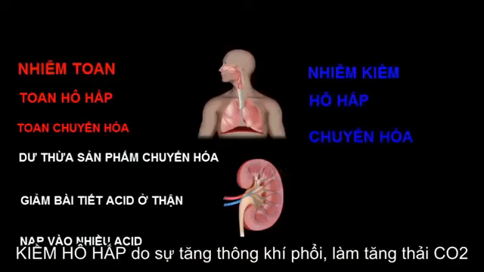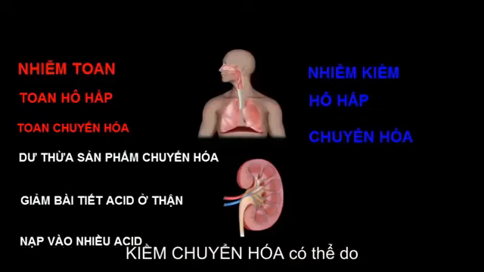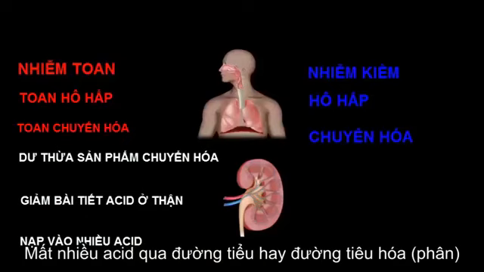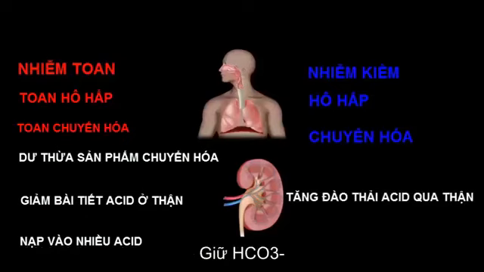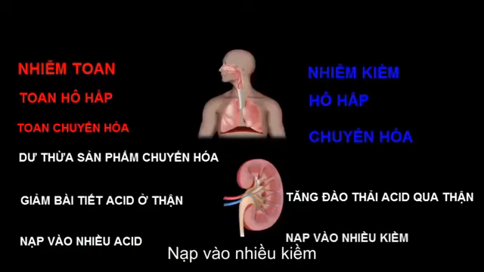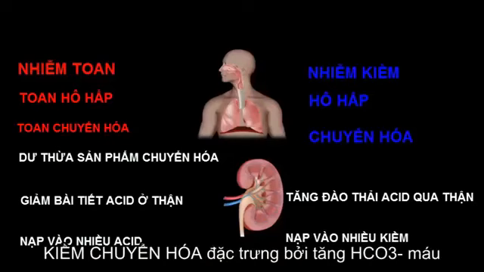Respiratory alkalosis is caused by increased ventilation, resulting in excessive exhalation of carbon dioxide. Metabolic alkalosis can result from excess loss of acids through the kidneys or gastrointestinal tract, bicarbonate retention, or ingestion of alkali. Metabolic alkalosis is characterized by primary increase in plasma bicarbonate.